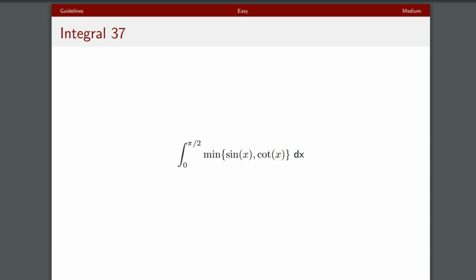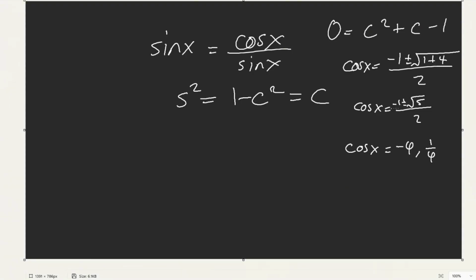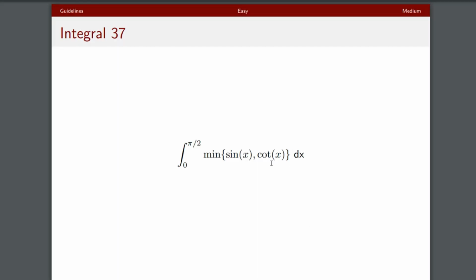Oh my god. Why would you do this? Why? Why would you put sine of x cotangent? Why would you bring golden ratio into this?